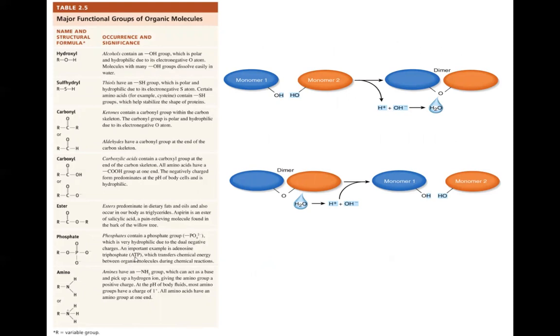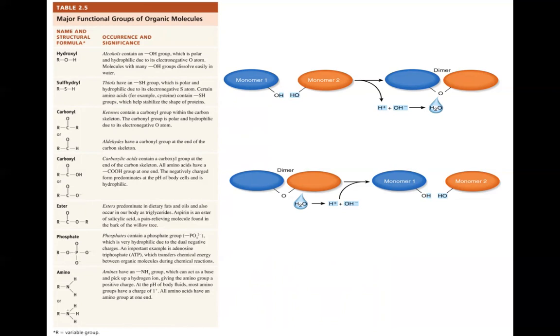And looking at table 2.5 from your textbook, you can see some of the most important or major functional groups found in our organic molecules. If you look at a molecule and you see this collection of atoms, you would call that a hydroxyl. We've mentioned ATP. The other day we talked about ATP having 3 phosphates, right? That's what we call it, adenosine triphosphate. Here's what a phosphate looks like. It's this collection of atoms. ATP has 3 of these together.